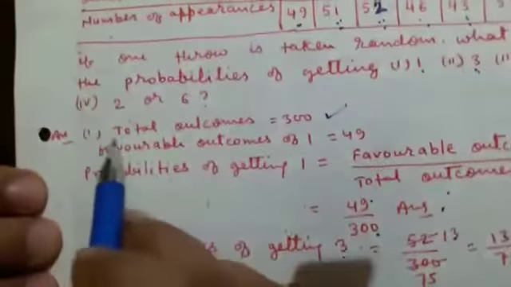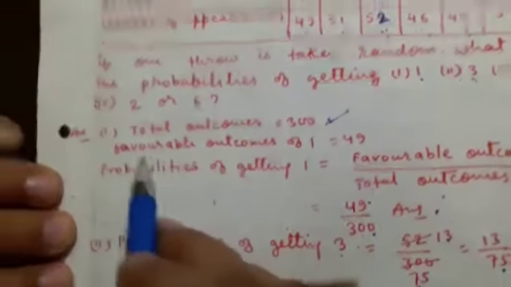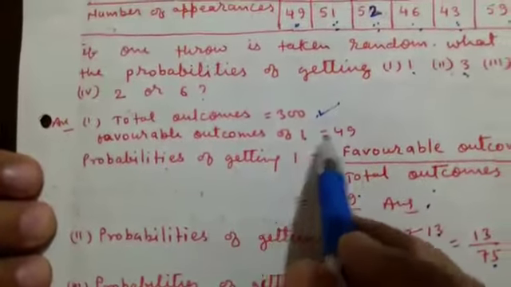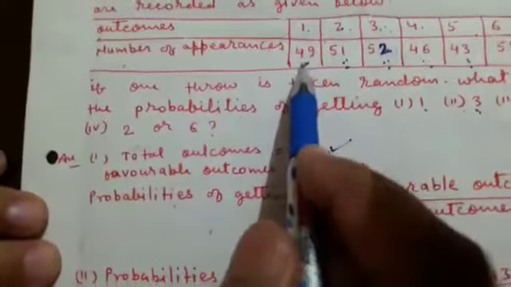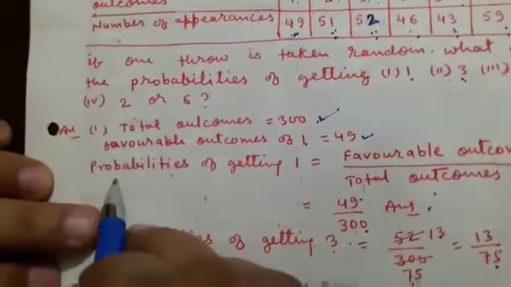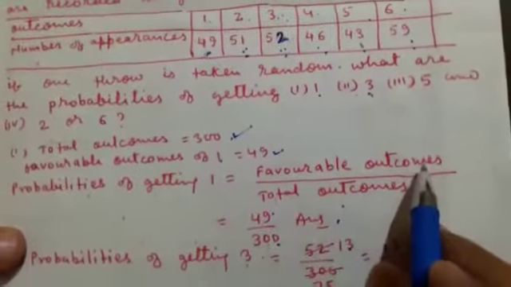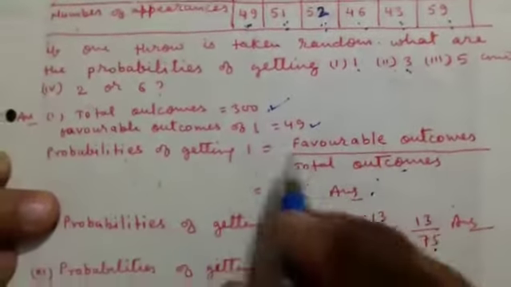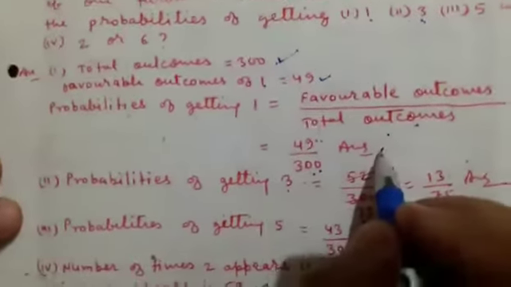Let us see the first part. The total outcomes is given, 300, and the favorable outcomes of 1 is equal to 49. 1 appears how many times? 49 times. So it will be its favorable outcomes. So the probability of getting 1 is equal to favorable outcomes of 1 upon total outcomes. So it is 49 upon 300. This will be our answer.